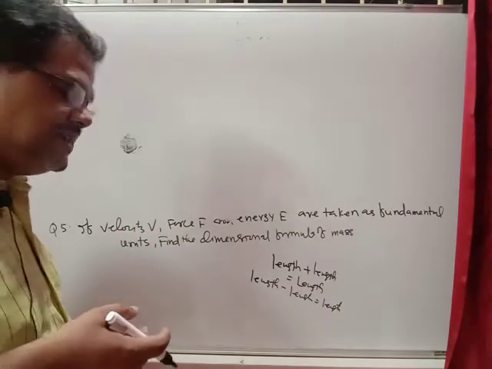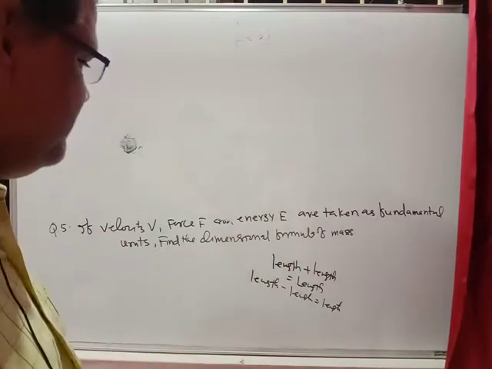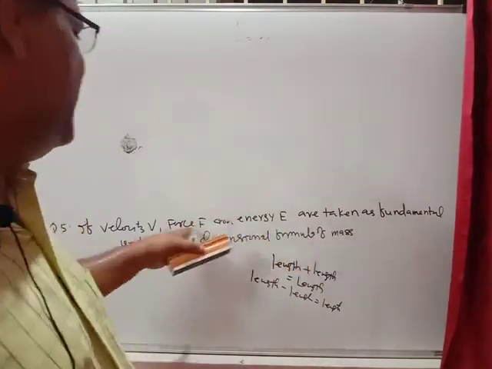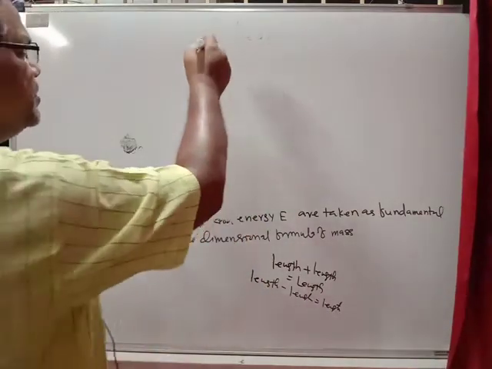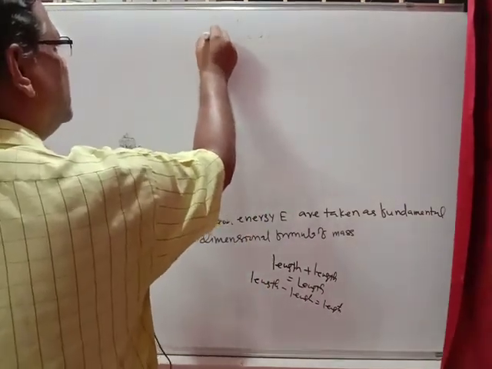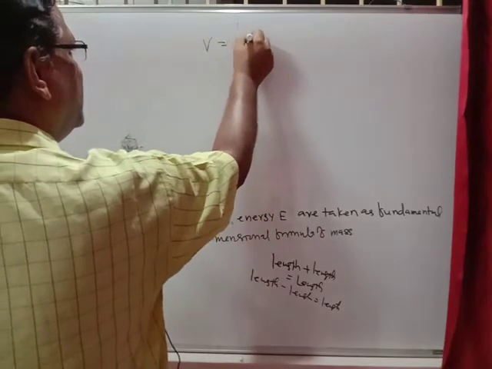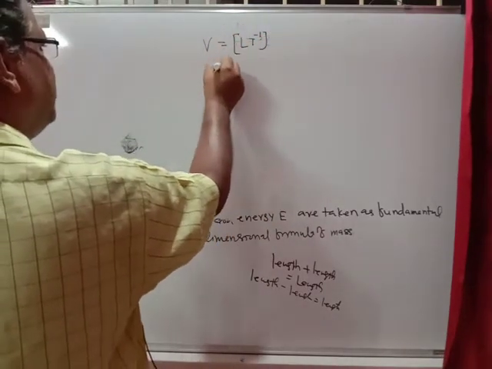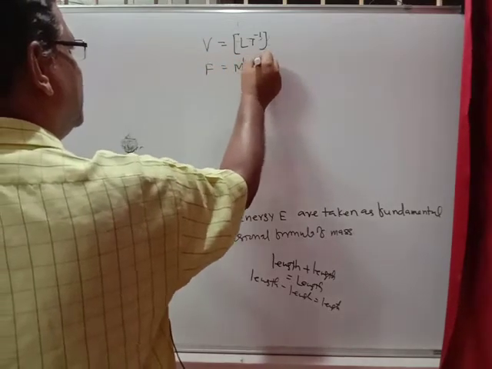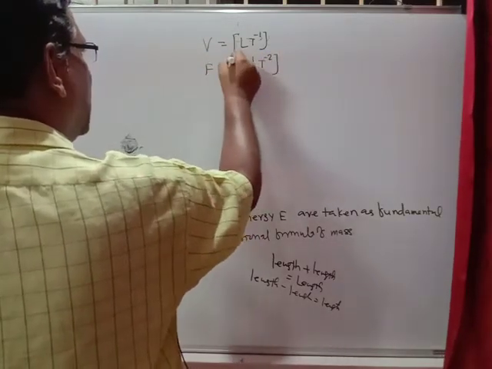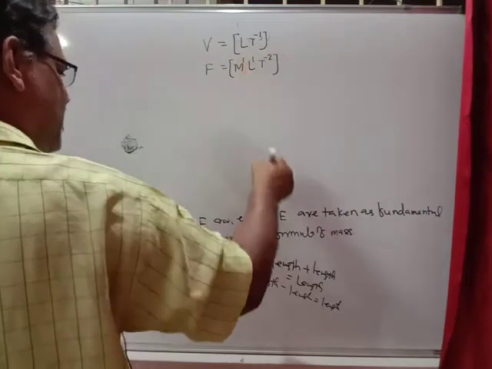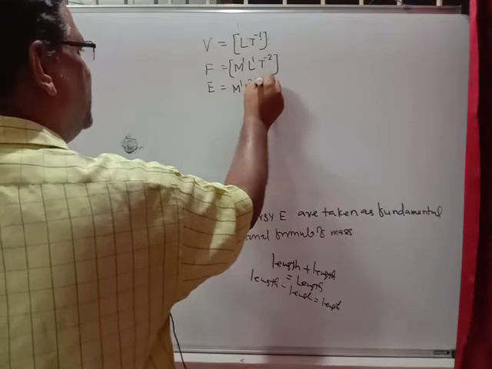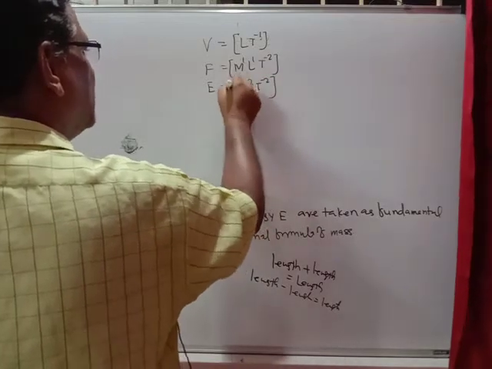Because we are representing the dimension by mass, length and time, you just represent the mass in terms of V, F and E. Simple, you do it here now. The dimensional formula of V is L T^-1, the dimensional formula of F is M^1 L^1 T^-2, and the dimensional formula of energy E is M^1 L^2 T^-2. So from here you can calculate the mass.